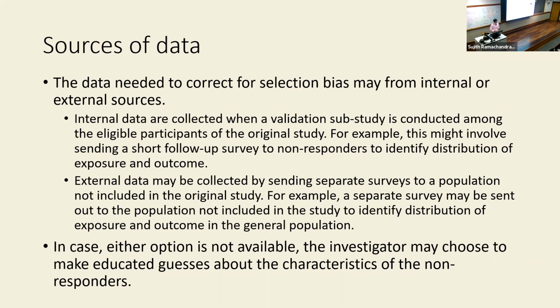Those 2 questions you ask should ask about the prevalence of the exposure and the outcome, because those are the most important things you need to identify. You could also do an external validation study where instead of going to the non-responders from your original mailing list, you simply reach out to the source population separately and identify the prevalence of the exposure and the outcome in the source population in general, and then use that to determine if that prevalence is different in your study population compared to the source population. And of course, there's always going to be situations where neither option is available.